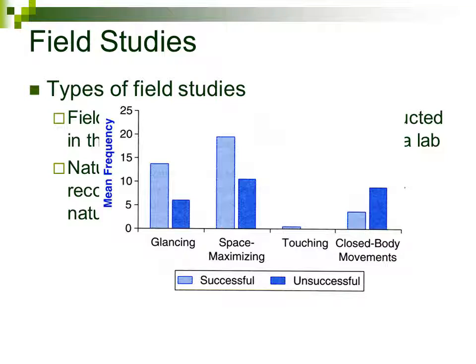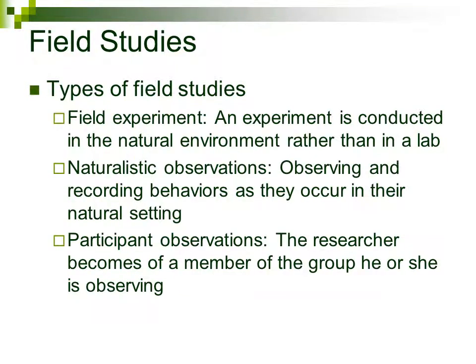The key point is that it's unlikely that men and women would behave in the same way in a laboratory as they would in a bar. So this is the kind of study that you would want to conduct as a field study. And then the last kind of field study I'll mention is participant observation studies, where the researcher becomes a member of the group he or she is observing.